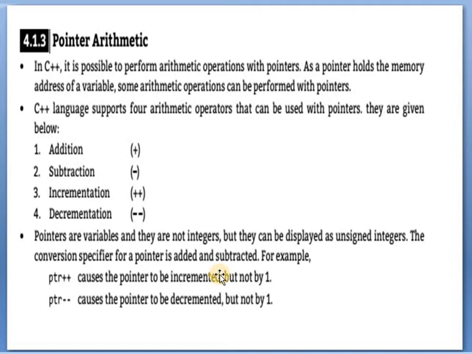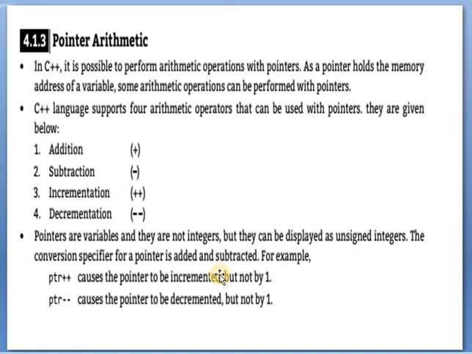In C++, it is possible to perform arithmetic operations with pointers. As a pointer holds the memory address of a variable, some arithmetic operations can be performed with pointers. The C++ language supports four arithmetic operators that can be used with pointers. They are given below: addition, subtraction, increment and decrement. Pointers are variables and they are not integers, but they can be displayed as unsigned integers.